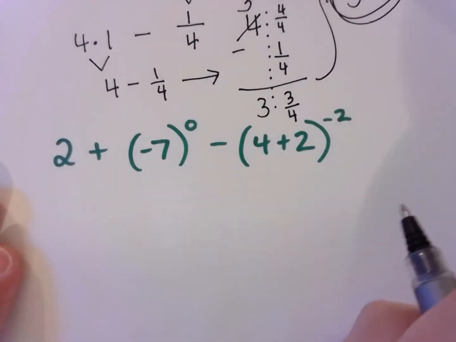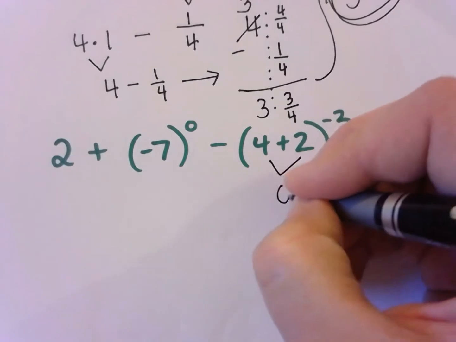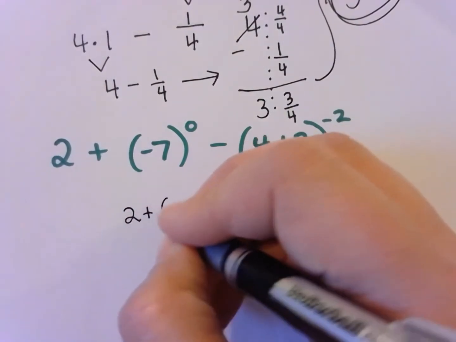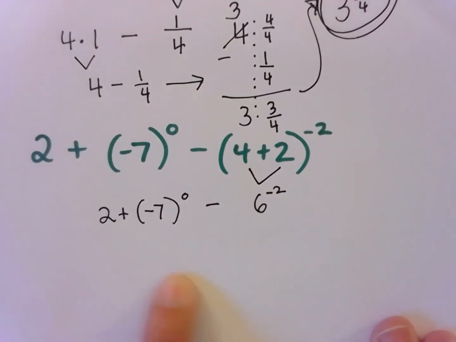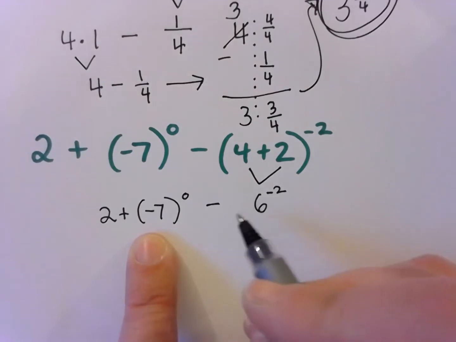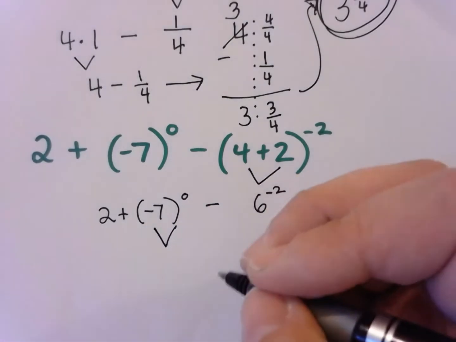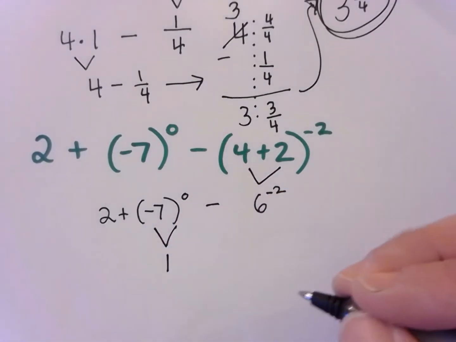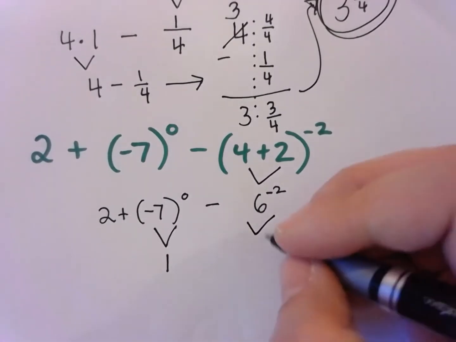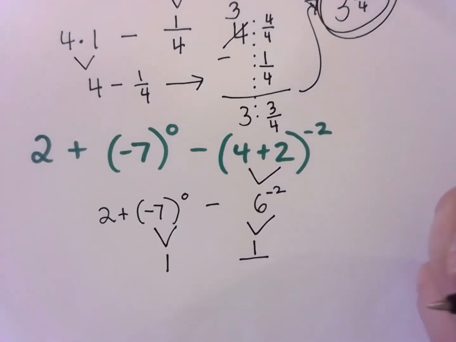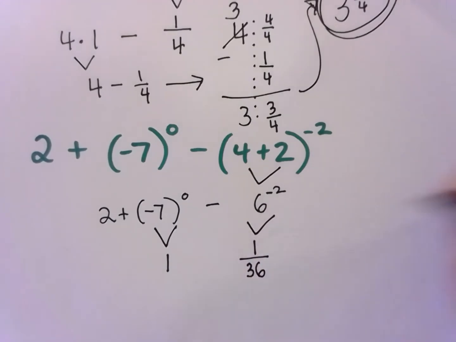Okay, so again, we're going to start with our parentheses on the inside of our parentheses. Okay, we've got 4 plus 2, that is 6. So if I just write this problem over again, it looks like this. 2 plus negative 7 to the 0 power minus 6 to the negative second power. Alright, let's start cleaning up those exponents. So negative 7 to the 0 power is 1, because anything to the 0 power is 1. We've got 6 to the negative second power. So negative exponent means I'm going to have a fraction, and it's going to be 1 over what 6 times 6 is, 6 to the second power, which is 36.